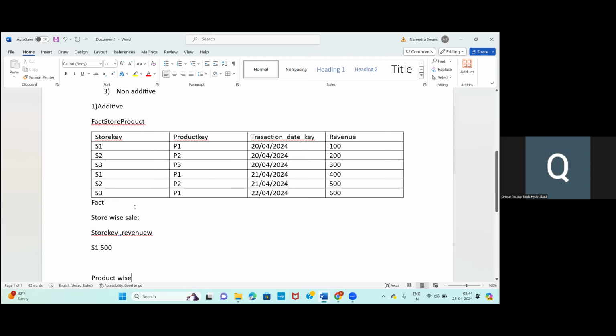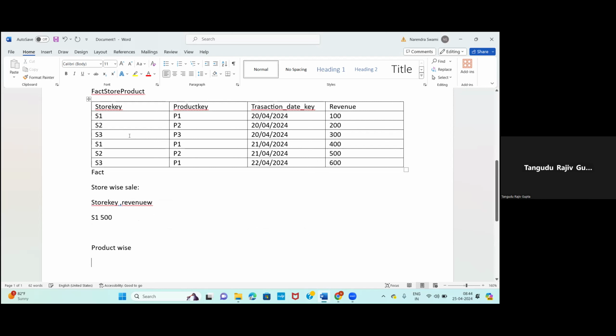Not only store, you can go with product-wise sale. Take product P1, what is the sum of value? 100 and 400, this is 500. Like P2, sorry, 1100. So the concept is not the calculation. The concept is how we are summing up to derive something.